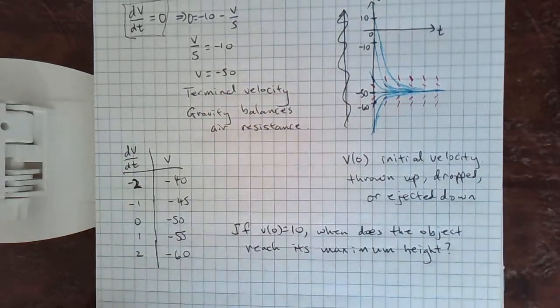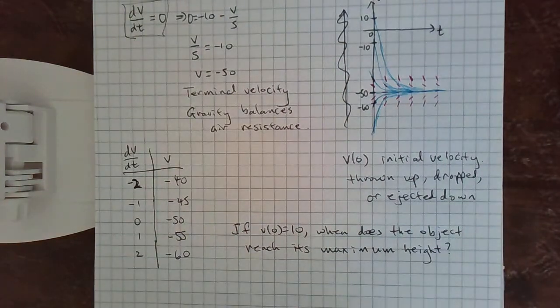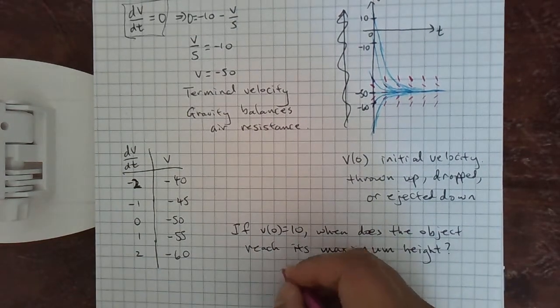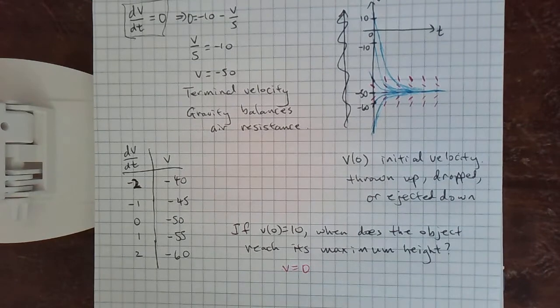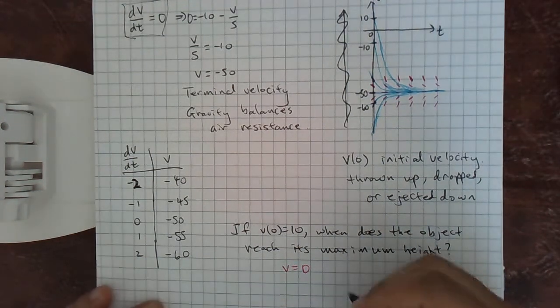I'm sure you've seen these problems in Calc 1 whenever you took that. Maybe it was a while ago. But we reach our maximum height when the velocity is 0. Think about that. If you're in free fall, if you get thrown up, then your velocity decreases until you're at the top. Your velocity is 0, and then your velocity starts to be negative. You start to go downwards.